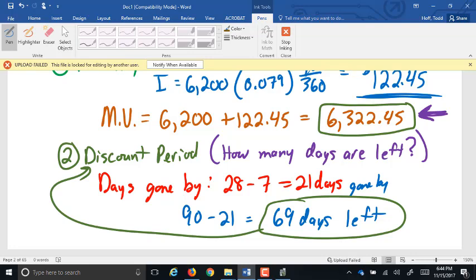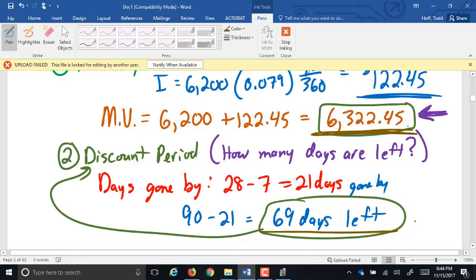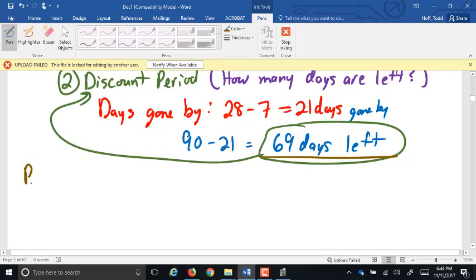So we have defined the terms of what Kyle owes me as of this date that I've gone to the bank. I am going to receive $6,322.45 in 69 days. So the bank has a discount rate of, let's say their discount rate is 9.5%.